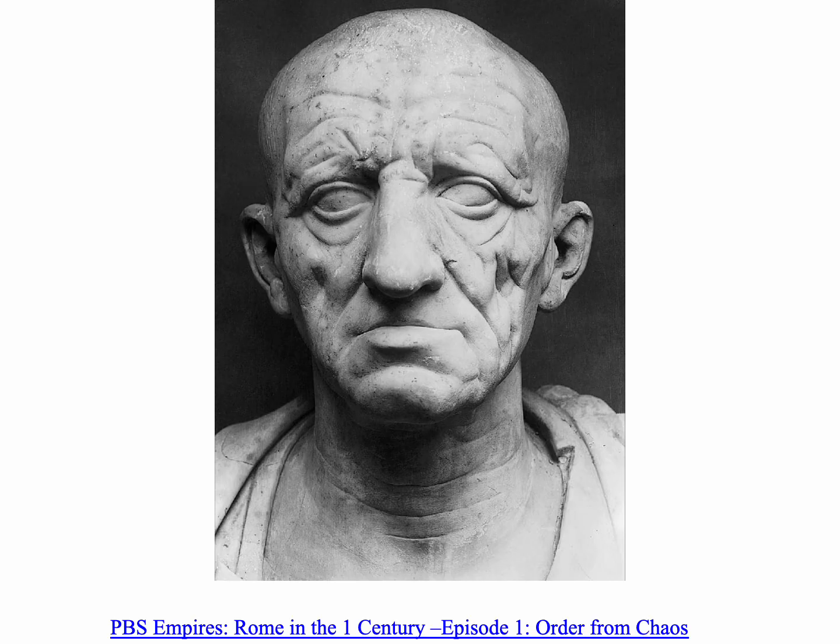So, I've got another possible extra video for you. PBS's Empire, Rome in the First Century, Order from Chaos, and this sculpture right now is in the United States, and it's one that I've always appreciated. It's the head of a Roman patrician, and we're going to talk about the patricians in a second.